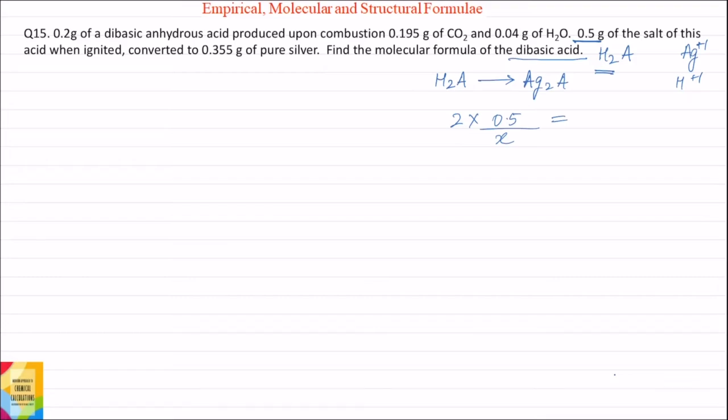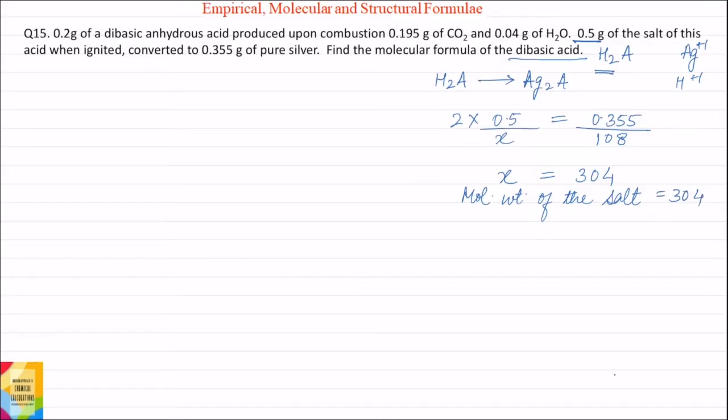So how much will moles of silver be? Weight of silver, that is 0.355, divided by atomic weight of silver, that is 108. So 2 into moles of silver salt is equal to moles of silver. Solving this, the molecular weight of the salt, that is X, is equal to 304. This is the molecular weight of the salt. Molecular weight of the salt will be equal to 304.